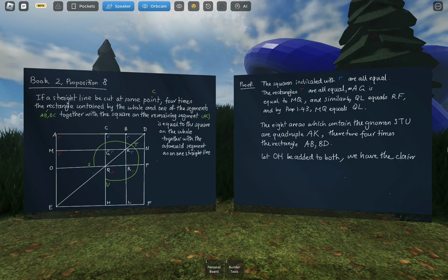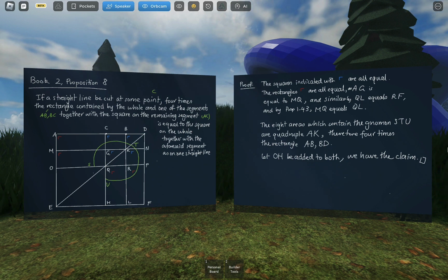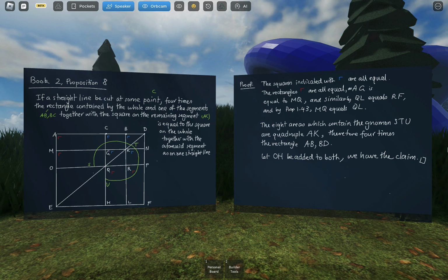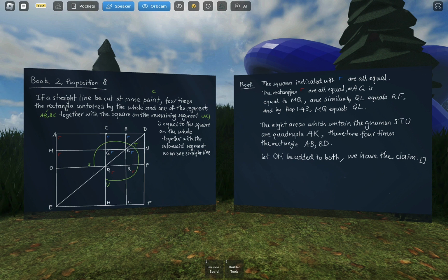Because remember, the claim was that the square on the whole would be equal to 4 times AB, well, I said BC, but that's the same as BD, would be 4 times that rectangle plus the square on the remaining segment, which was AC, which is what OH is. So that's it.